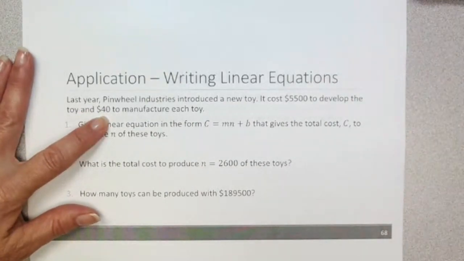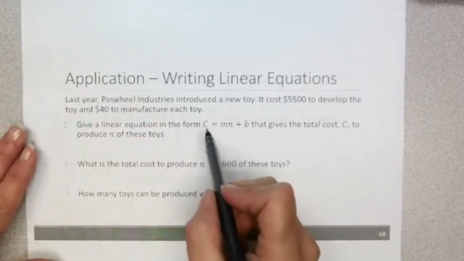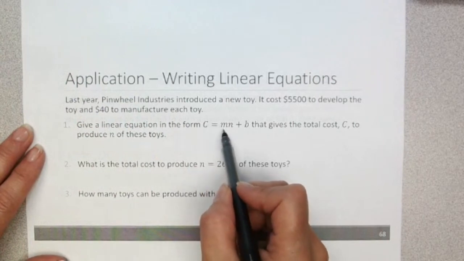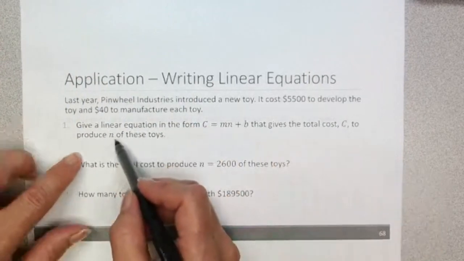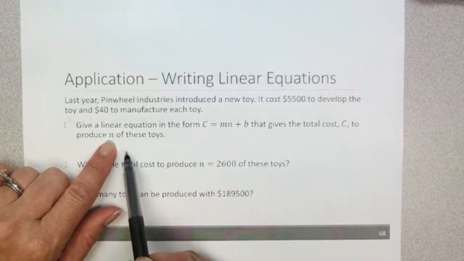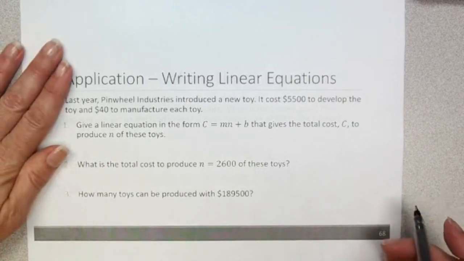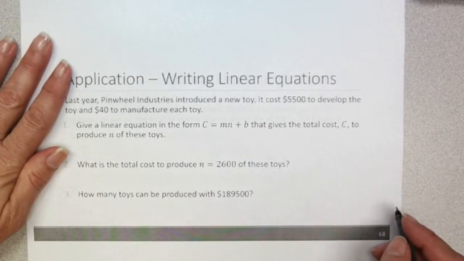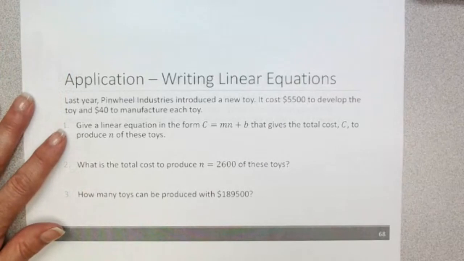Now, this is a linear application, right? So part 1 says, give a linear equation in the form C for cost equals m, slope or rate of change, times n plus b, where C is cost and n is how many toys we're producing, right? Well, let's see. Linear equations have an initial value, right? That's my y-intercept, or my starting point. And then they have a rate of change, or a part of the equation that changes, based on the slope or the rate of change.